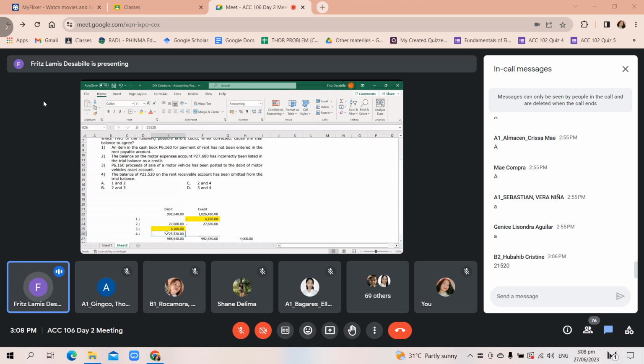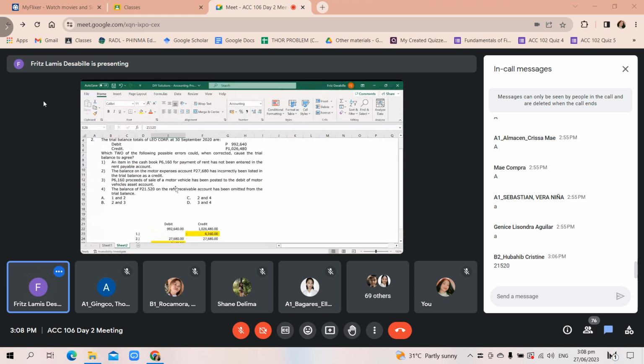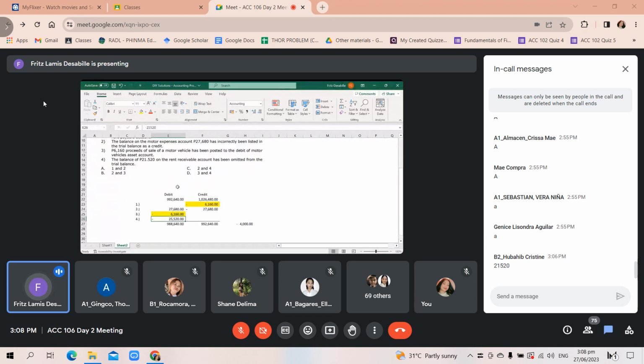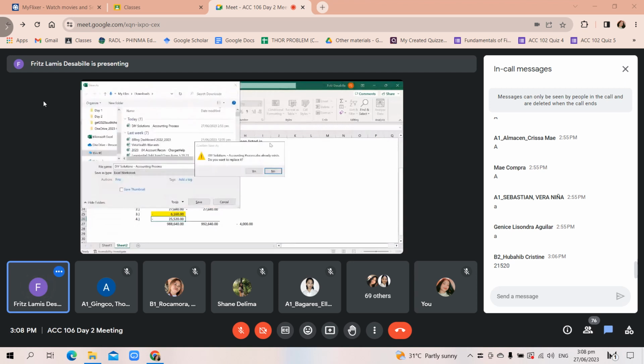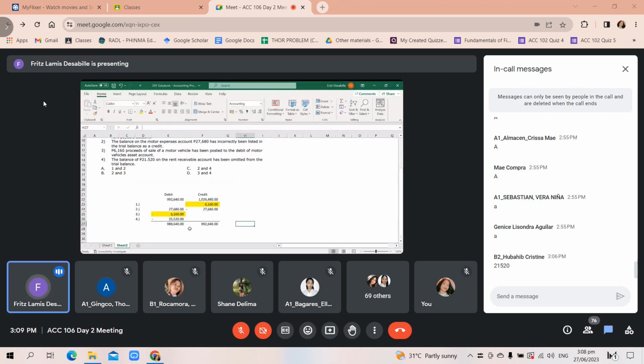So arita mag-focus sa 4. The balance of 21,520 on the rent receivable has been omitted from the trial balance. Na-omit siya. Ay, 21,520. Okay, sayo pa kong amount. 25,520. Okay, kana di ay. Now, plano, sige, correct.